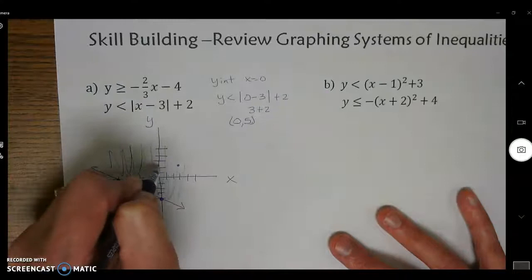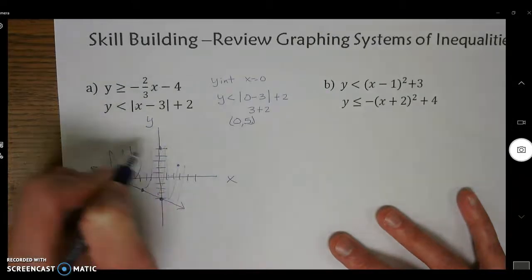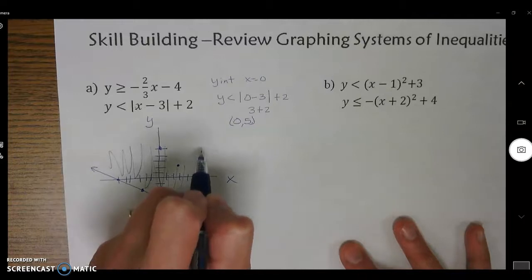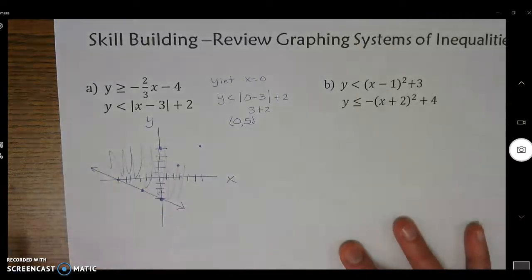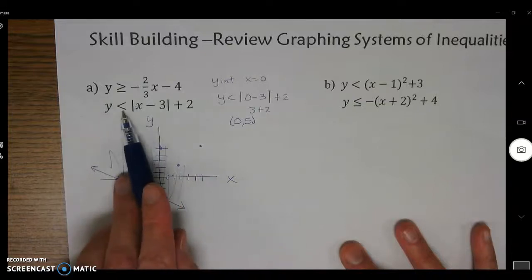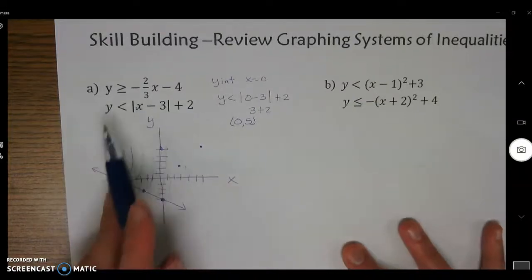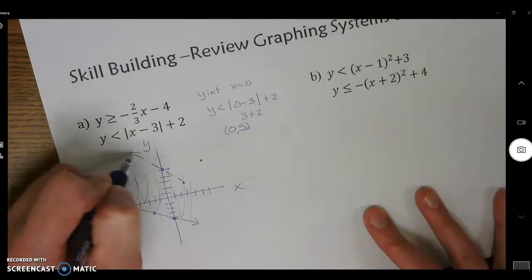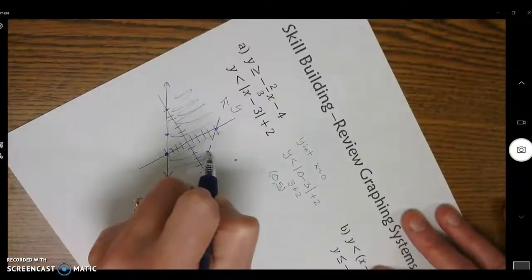So left, right, say 1, 2, 3, 4, 5. There also will be another point. Now I can see I'm 3 units away here, so 1, 2, 3. Make another one, 3 over here, because it's symmetric. So there's my absolute value. It is not a solid line because I don't have the equal to, so make sure I clearly make it dashed, and also this way.